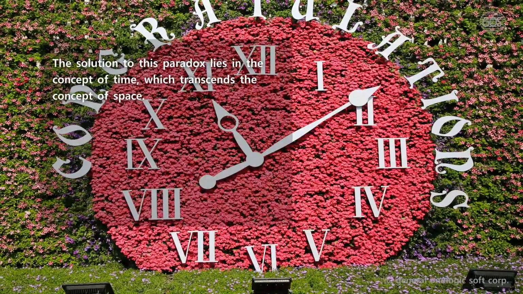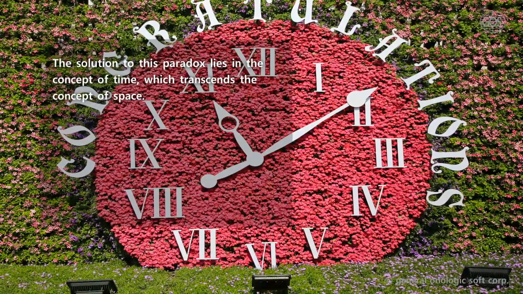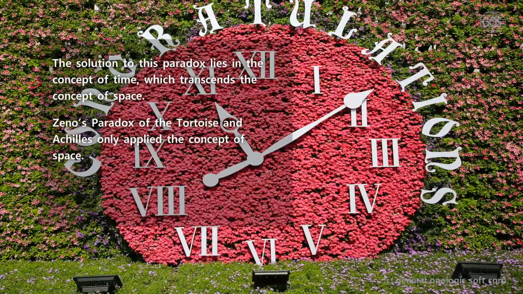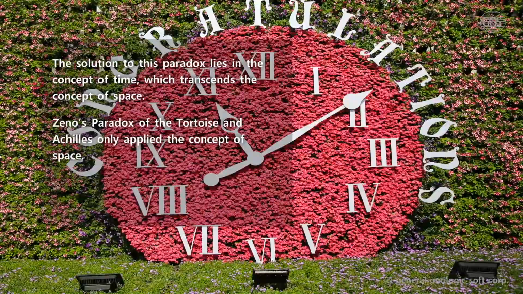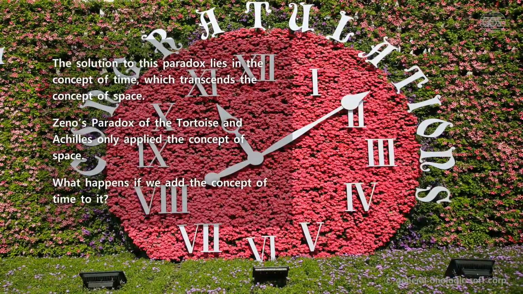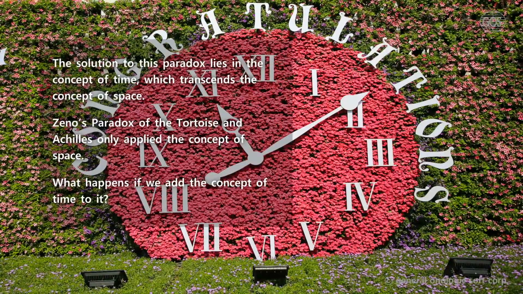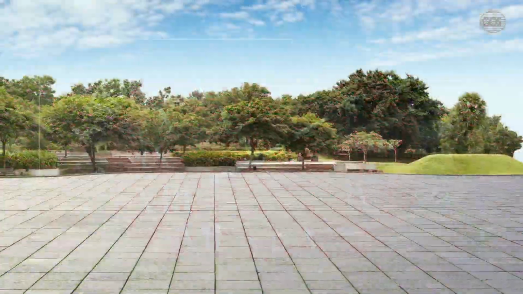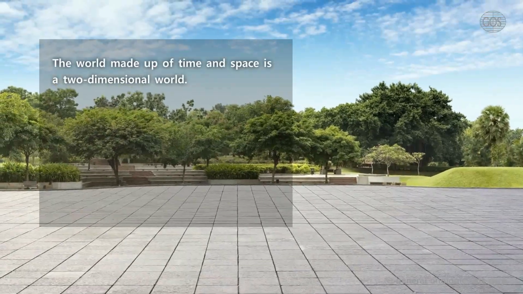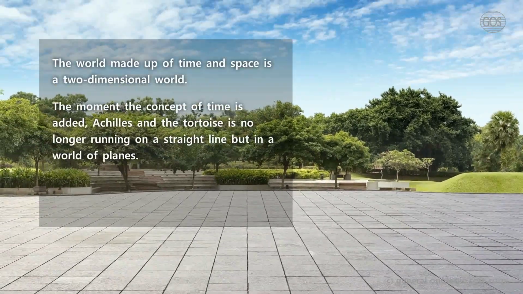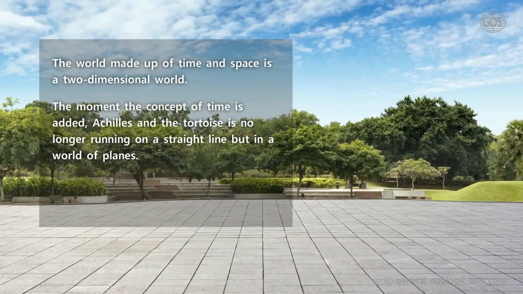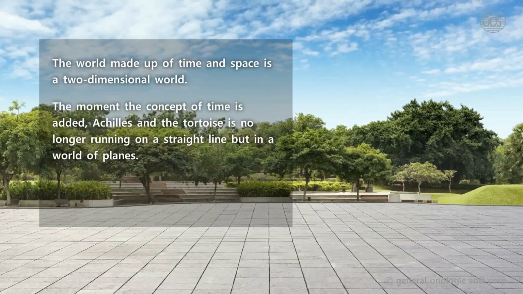The solution to this paradox lies in the concept of time, which transcends the concept of space. Zeno's paradox of the tortoise and Achilles only applied the concept of space. What happens if we add the concept of time to it? The world made up of time and space is a two-dimensional world. The moment the concept of time is added, Achilles and the tortoise are no longer running on a straight line but in a world of planes.